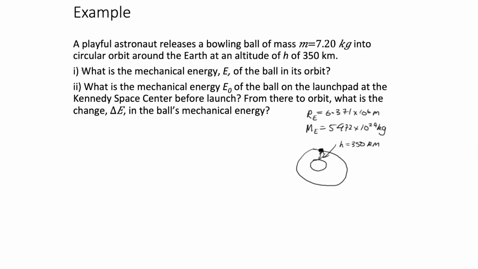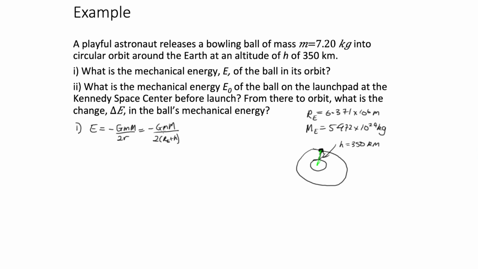So then in the first part of this question, we're asked, what is the mechanical energy E of the ball in its orbit? So this part is not too hard, though it is a little bit tedious. So we've got that the total mechanical energy is given by minus GMm over 2R. And R here is the distance between the center of the Earth and the satellite. So R is going to be equal to h plus capital R, the radius of the Earth. So this is equal to minus GMm over 2 times the radius of the Earth plus h.